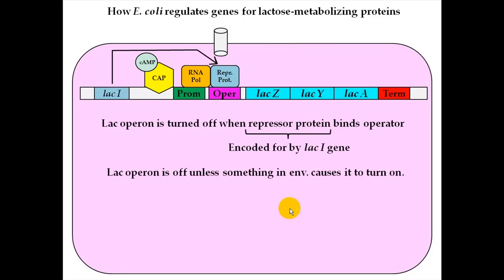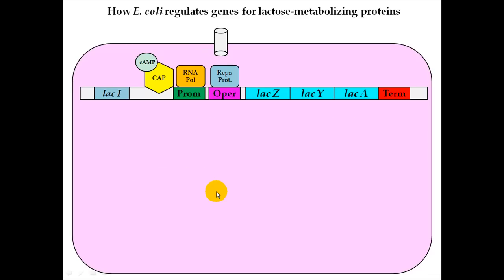And so you might have guessed that the molecule that causes the lactose operon to get turned on is lactose itself. And so we'll see why that happens right now. All right, so again, the default position of the lactose operon is that it's turned off. So the cell is going to save its energy, leave this thing off, unless it has a reason to turn it on.